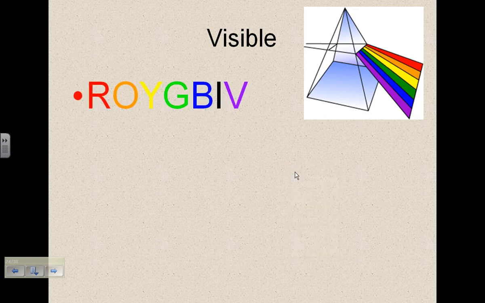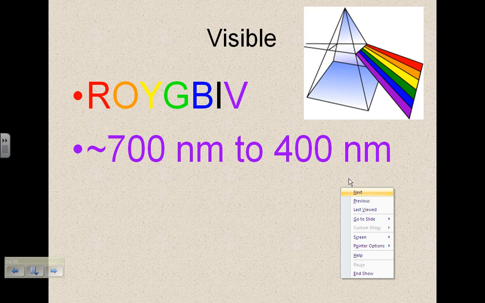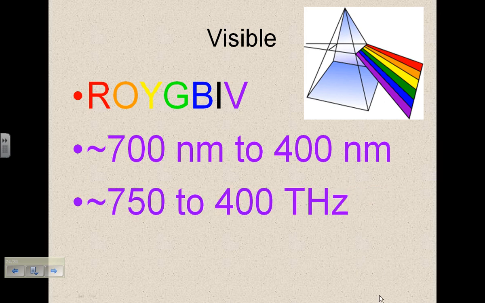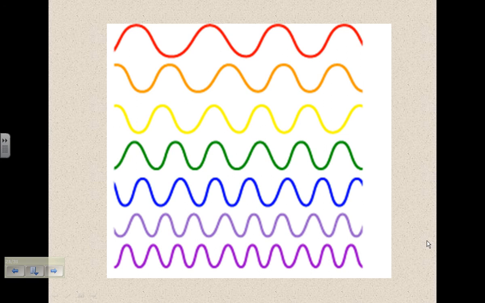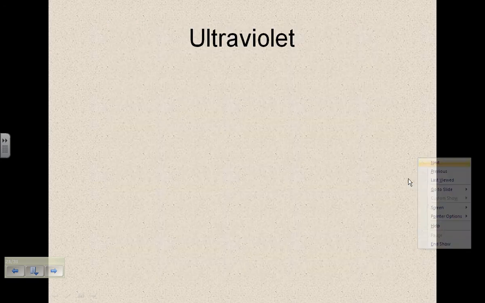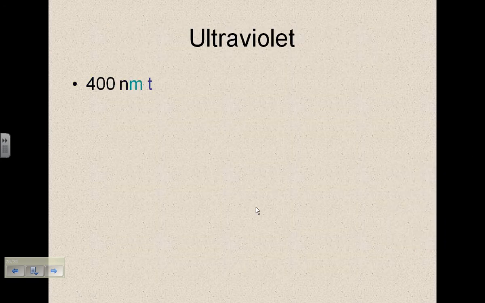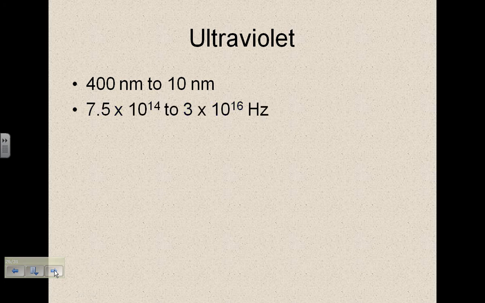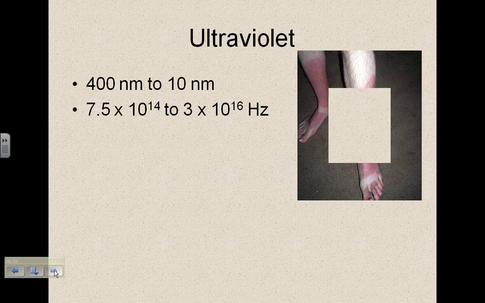Now visible light is Roy G. Biv. It goes from 700 to 400 nanometers, and it's about 750 to 400 terahertz. And there's a nice visual depiction of it. Ultraviolet. Ultraviolet's in the nanometer range, less than 400. And you can see it goes from 10 to the 14th to 10 to the 16th hertz.